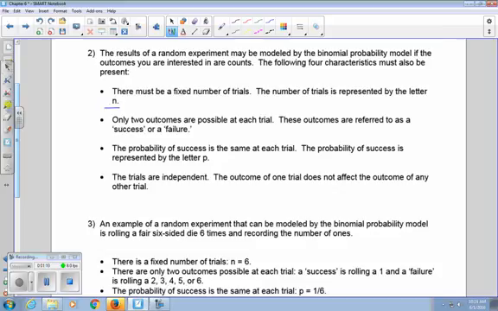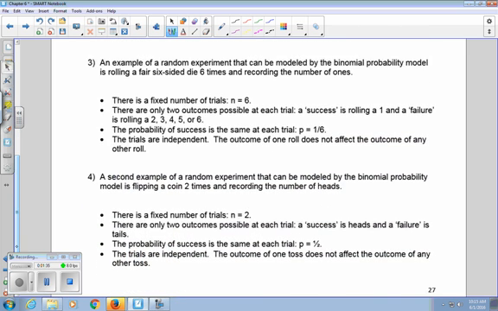Only 2 outcomes are possible at each trial, and they're referred to as either a success or a failure. The probability of success is the same at each trial, and the probability of success is represented by the letter p. And the trials are independent, as in the outcome of one trial does not affect the outcome of another trial. So let's look at some examples. An example of a random experiment that can be modeled by the binomial probability model is rolling a fair 6-sided die 6 times and recording the number of ones.